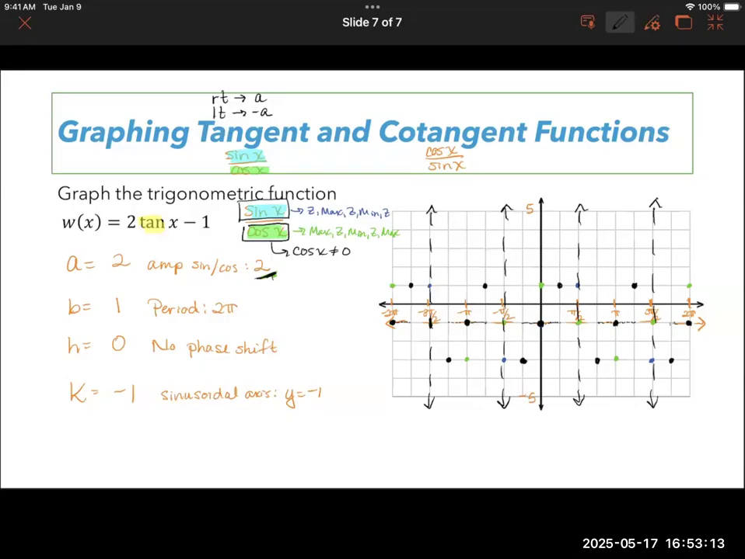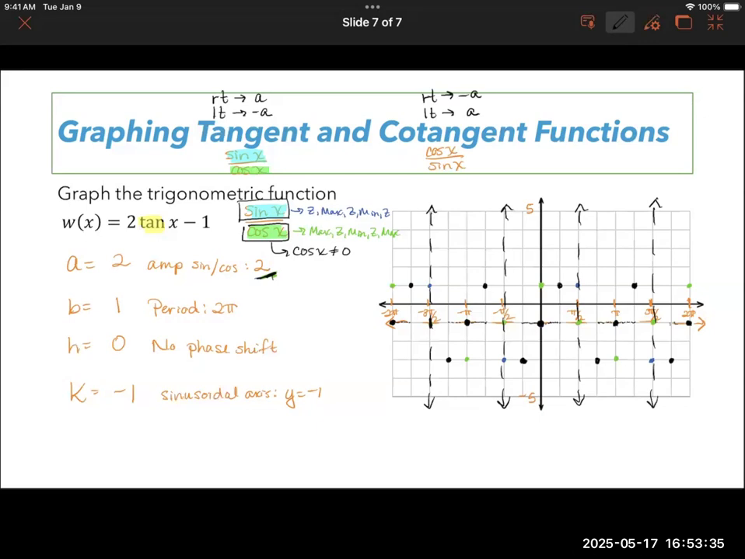Now, one thing to keep in mind, if it is the cotangent, you do the opposite. If you're going to the right, then you go negative a. If you're going to the left, you'll go to a. So that's one thing you do have to keep straight between tangent and cotangent.